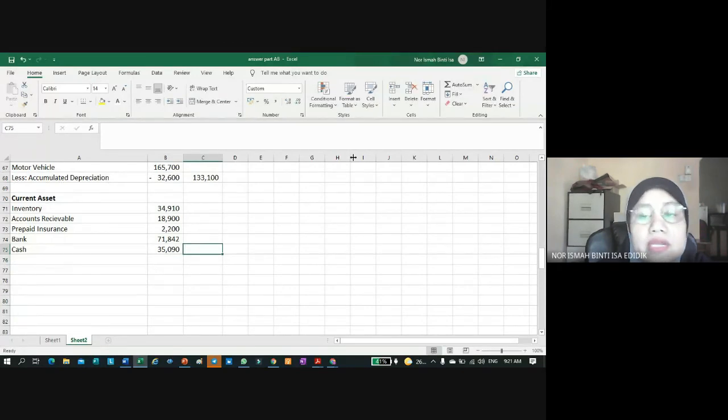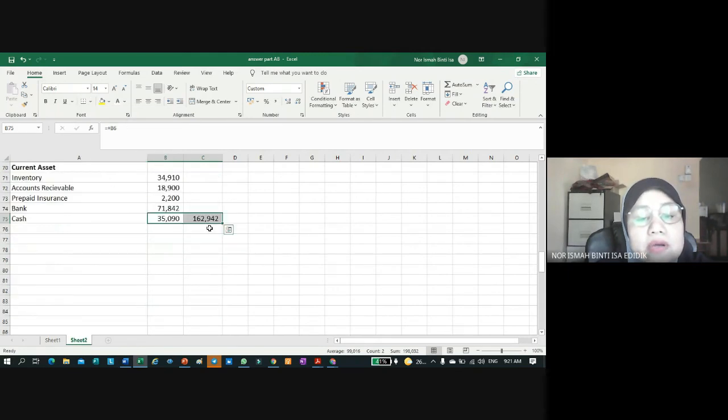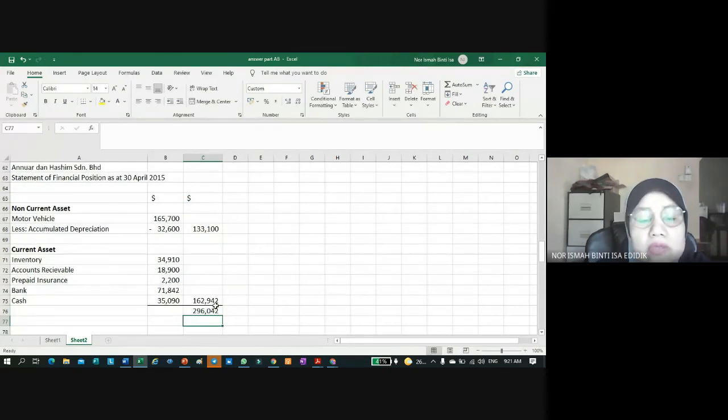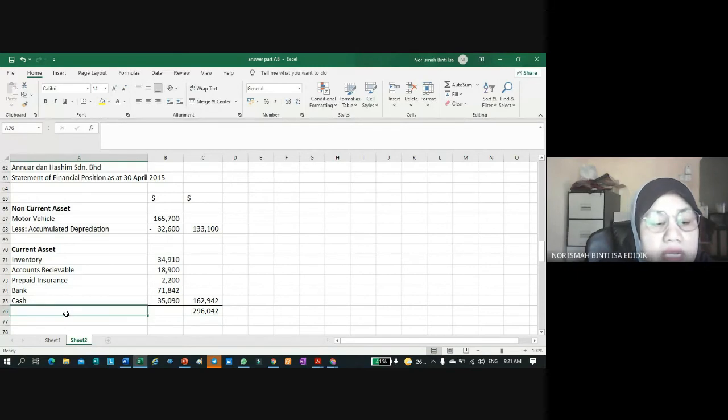So we add together all the current assets. So we get this one. So baru kita garis sebab kita nak tambahkan yang dua part ni. So we get this one. So this one we call that total asset ya.